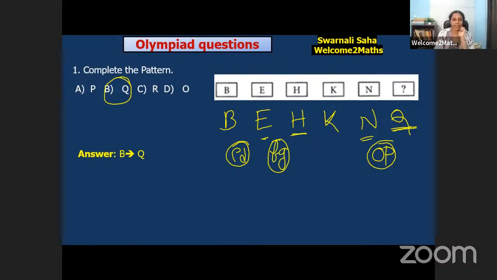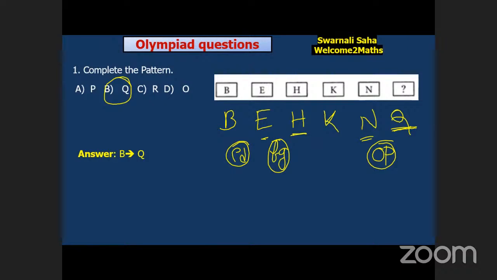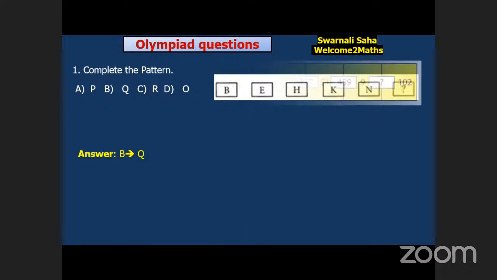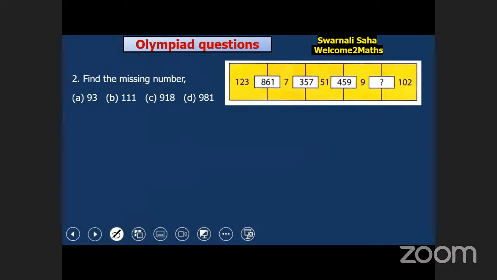Let's solve the next question. Now find the missing number.